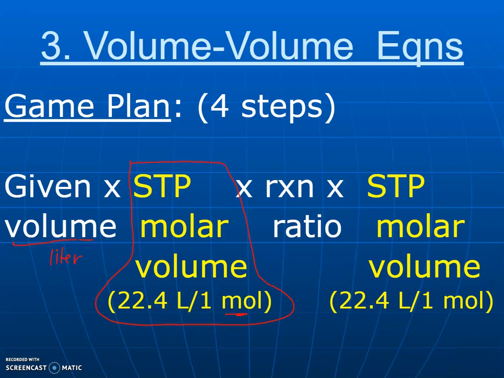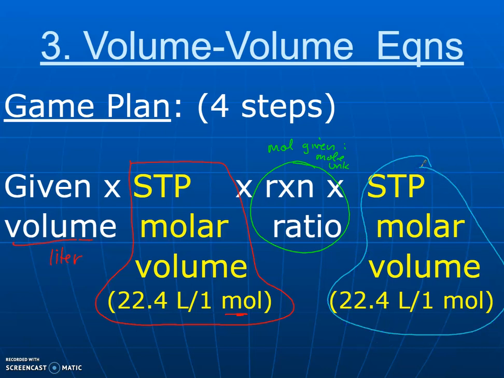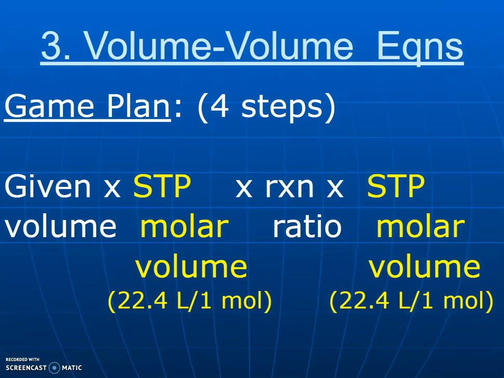Every single stoichiometry problem uses the reaction ratio. This is the moles of our given to moles of the unknown conversion factor. And then lastly, we are going to use that STP molar volume again, 22.4 liters per 1 mole to get back into liters. And you're going to notice something interesting about these two parts as we solve these problems. All right, ready? Here we go.